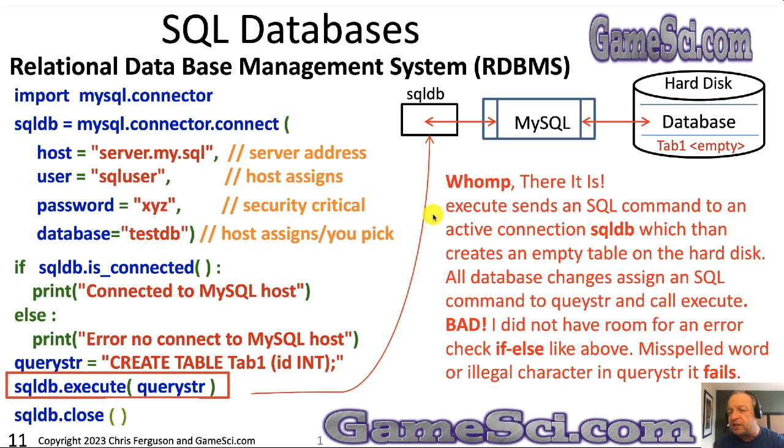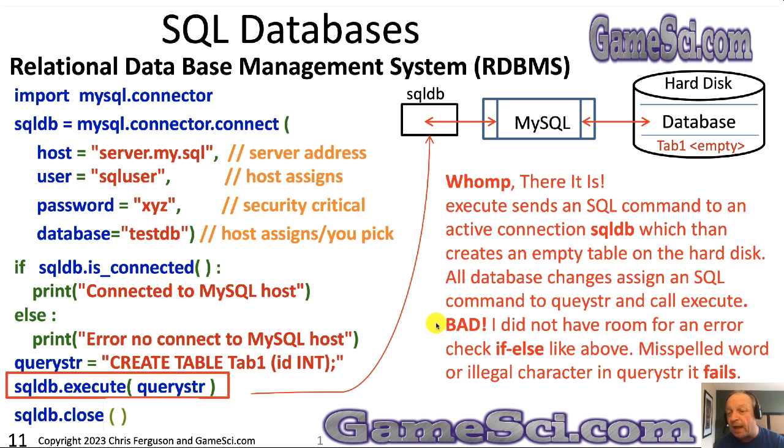Execute sends an SQL command to an active connection, SQLDB, which then creates an empty table on the hard disk. The execution of this query created the table on the disk drive. All database changes assign an SQL command to query string and then execute.